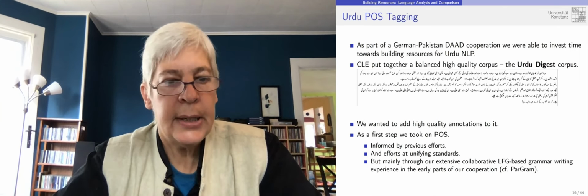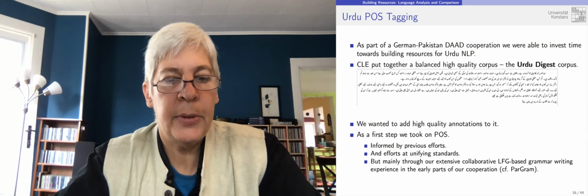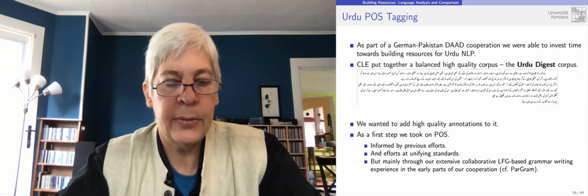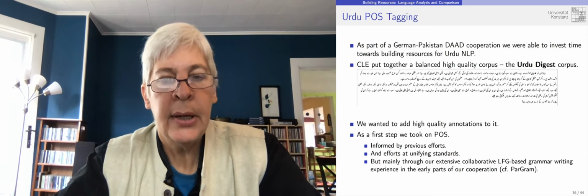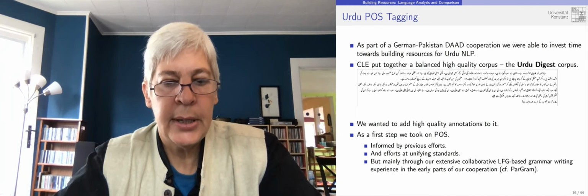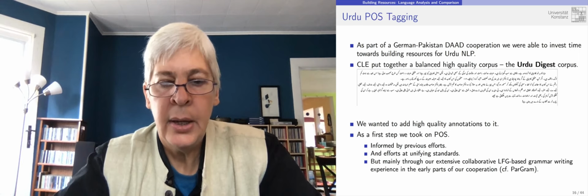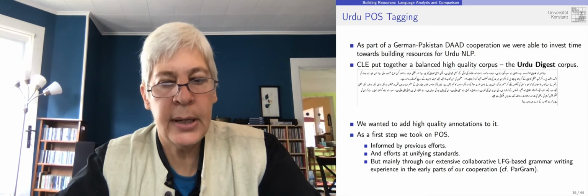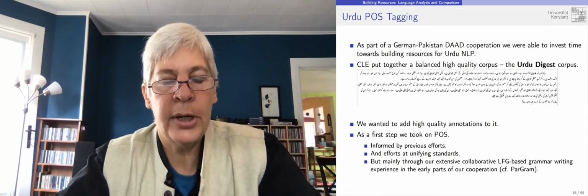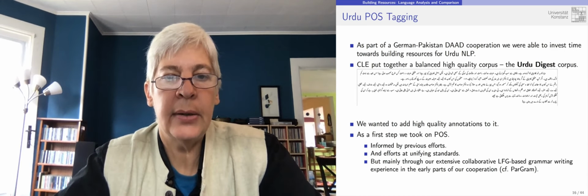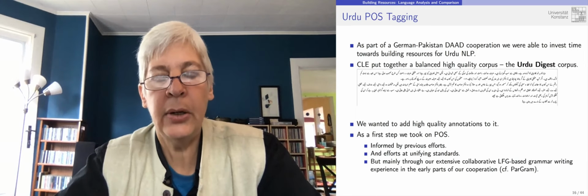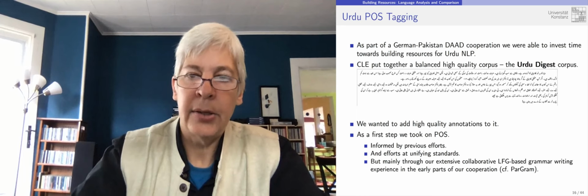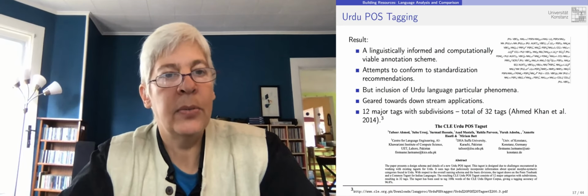So with this corpus existing, then one wanted to add high quality annotations to it. And one of the first basic things to do is to add POS. So we informed ourselves with regard to previous efforts and the unifying standards. But actually what mainly guided our development of the part of speech tag set was our extensive knowledge about the language that we'd gathered while doing an LFG-based grammar writing project in the early parts of our cooperation. And I'll talk about this a little bit more in the program section. So we'd actually written a rule-based system for Urdu, and we'd learned a lot about the structure of Urdu, which we could then use towards understanding how to do part of speech tagging.